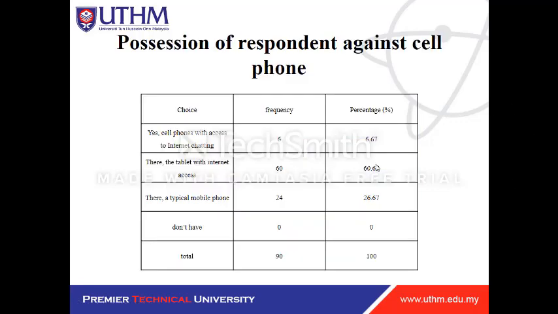After that, profession of respondent against cell phone. Based on the profession of respondent against cell phone, the higher item is majority agree with the table with the internet access with 60.67%.